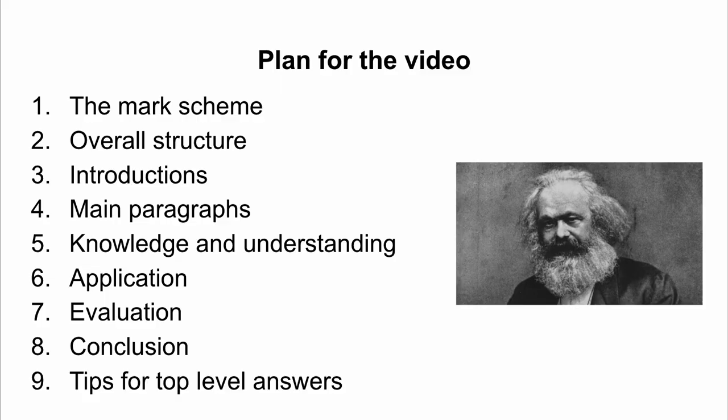So we're going to talk about the Marx scheme, we're going to talk about overall structure, then go into introductions, main paragraphs, then breaking down the components of the main paragraph, so knowledge and understanding, application, evaluation, then talk about conclusions, and then finally get to the top tips. So hopefully, even if you don't study OCR A-level sociology and you do a different exam board, hopefully some of this will be useful in terms of how to structure your answers.